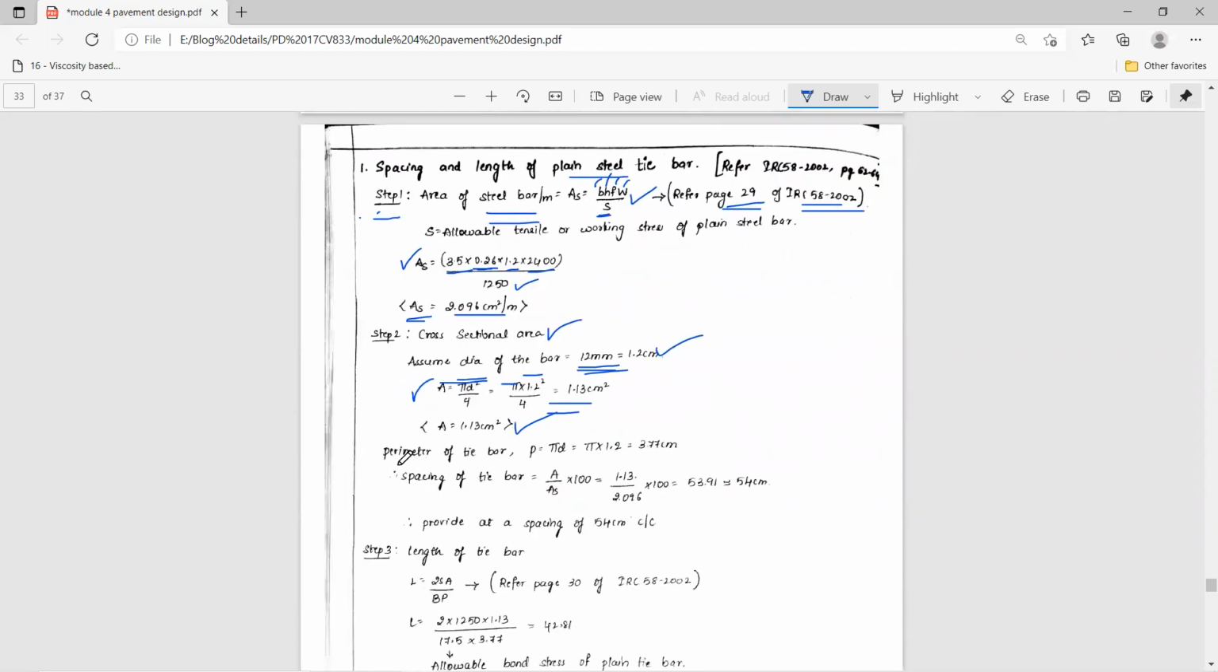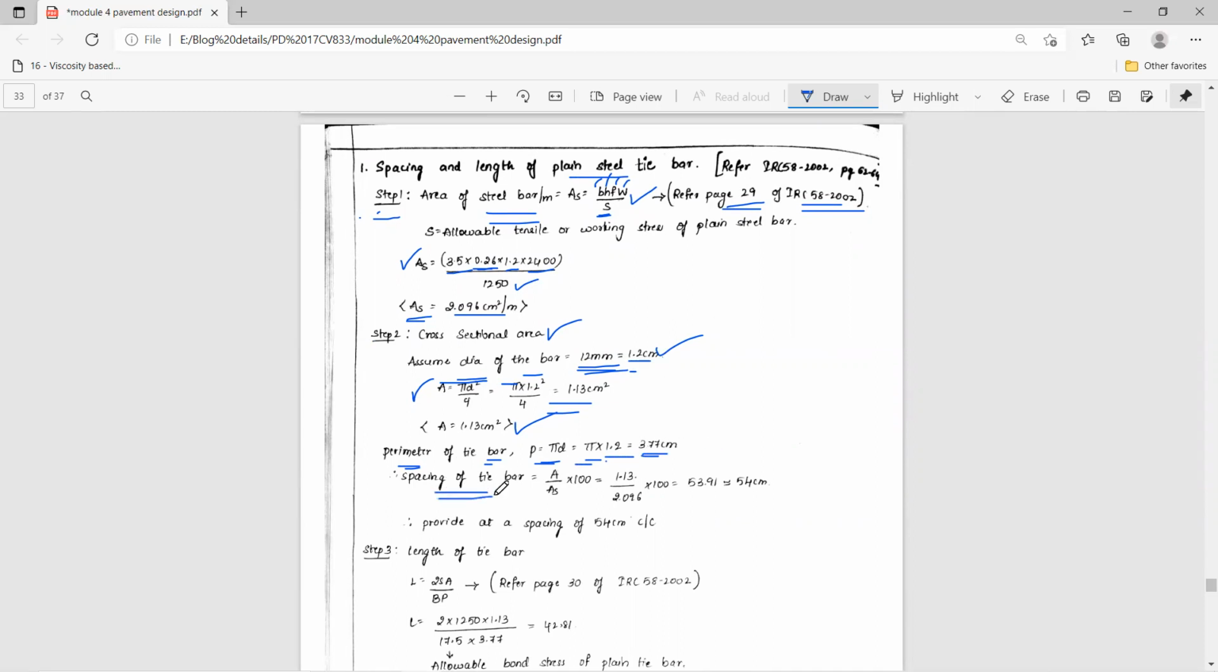Then you need to calculate perimeter of the tie bar. Perimeter is given by the formula pi into d, and also you can use 2 pi r. Any formula you can use. Pi into d, where d is assumed as 1.2 centimeter. Therefore perimeter is 3.77 centimeter.